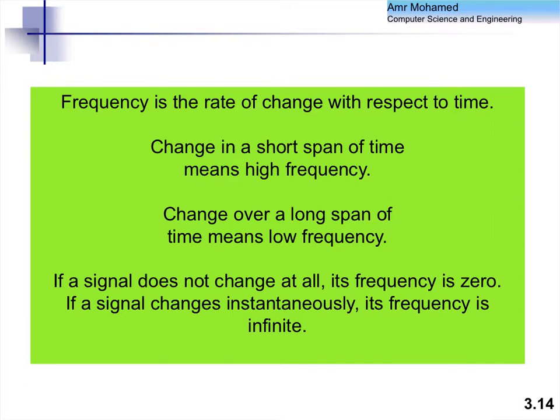Okay? So it's very important to understand these definitions in order to help us later on to appreciate why this signal suffers from certain phenomena, because it has higher frequency, and in the higher frequency, the signal changes its own properties. The change in a short span of time means that the signal has higher frequency. The change in a longer period of time means that it has low frequency. If a signal does not change at all, which means that it's constant, then this means that the frequency is zero.